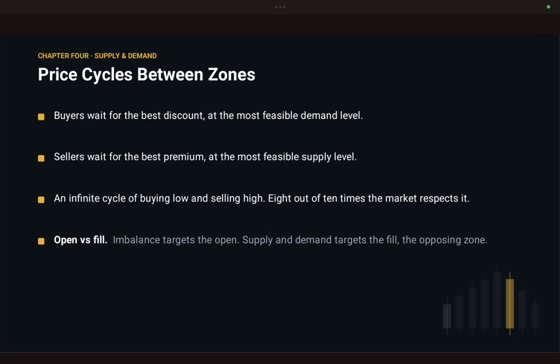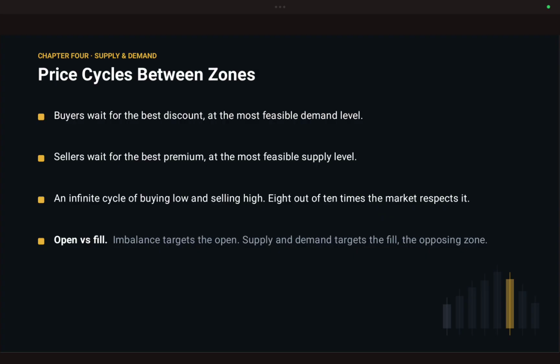So what is the logic behind this? Price circles between zones. Buyers always wait for the best discount at the most feasible demand level so that they can buy low and sell high. Sellers, on the other hand, are waiting for the best premium at the most feasible supply level. So the market is basically an infinite circle of buying low and selling high. 8 out of 10 times the market respects this circle.